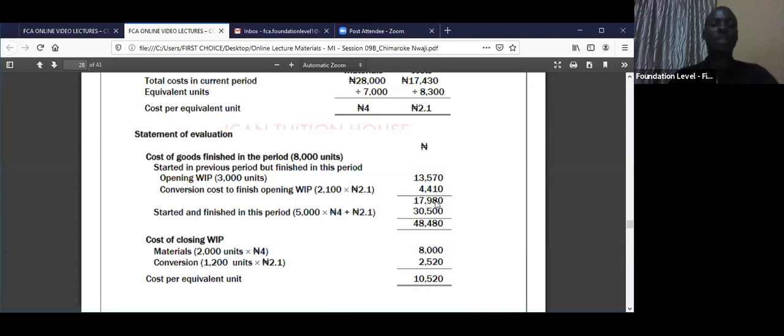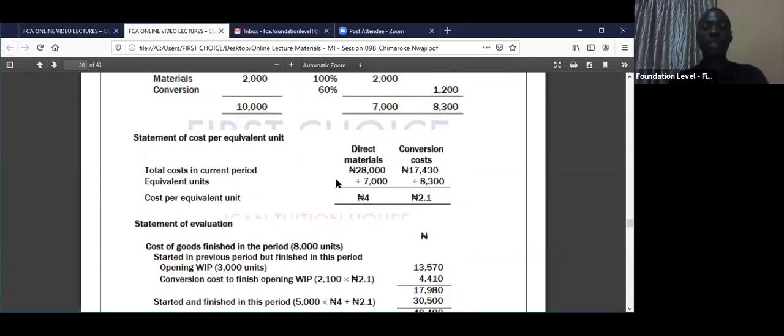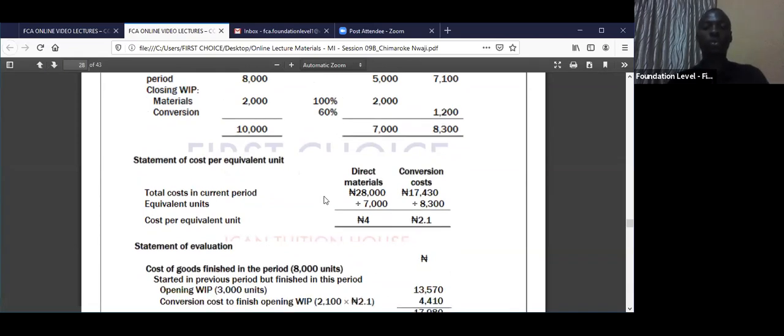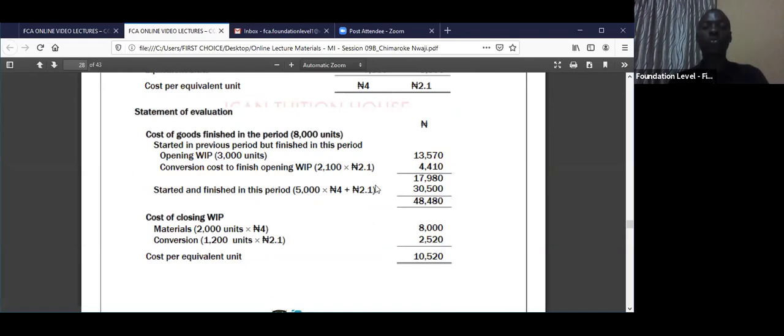Now, we look at the work we started and we finished in this period. We are told it is 5,000 because everything is 8,000. This 5,000 would have needed material and would have needed labor. You add them together and you multiply by 5,000. You have 30,500. When you add these two together, this is the cost of goods finished in the period. Now coming to closing work in progress, 2,000 is yet to be finished. So we are still using the same 4 naira for material, the whole 2,000 units, because we said it's 100%, 2,000 and 1,2. So that one is 1,200 multiplied by 21. So when you add these two, this is the cost per equivalent unit.